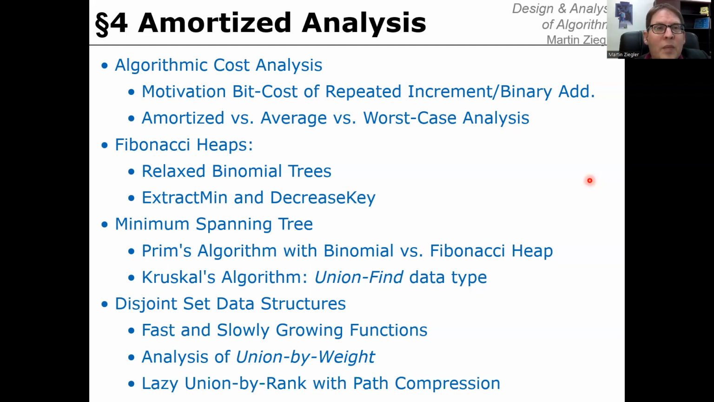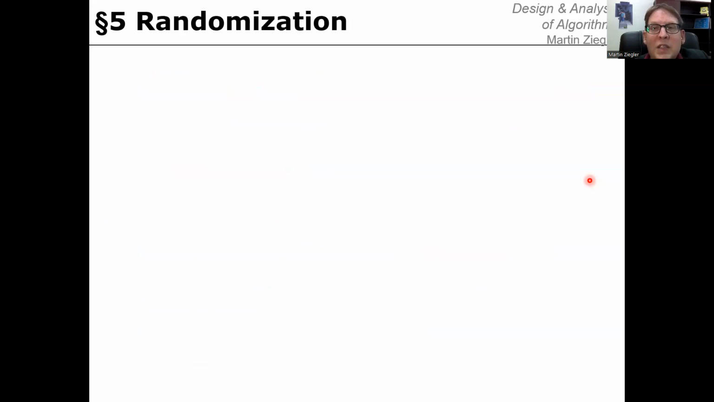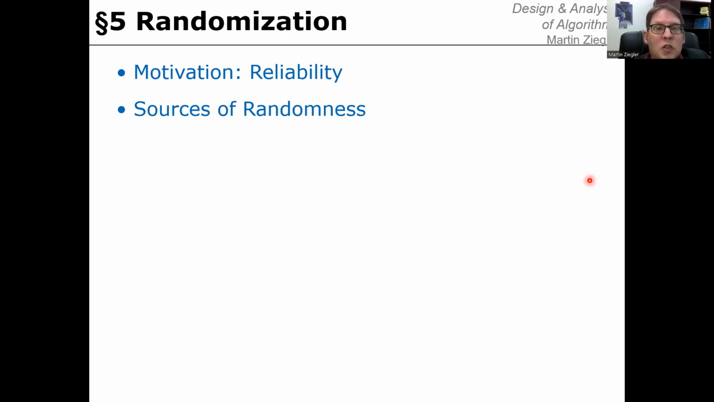Then we proceed from amortized analysis to expected case analysis, namely to randomized algorithms. And we're going to motivate that by arguing that randomization, although it might create some errors in algorithm execution, actually the reliability can be superior to the purportedly deterministic algorithm. We'll discuss sources of randomness, sources of coin flips, fair and biased coin flips. We're going to distinguish between Las Vegas algorithms and Monte Carlo algorithms.